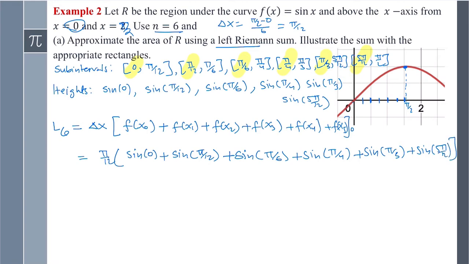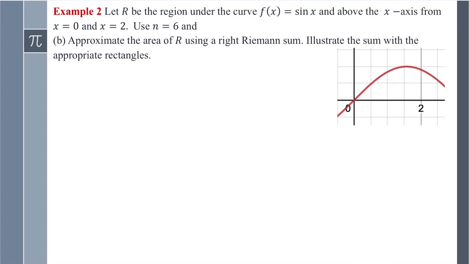So we don't put anything into the calculator right here, okay? We're going to put everything together into the calculator at the end. And then when we put all of this into the calculator, we get 0.863, okay? So this is the approximated area. So in the next one, we're going to use the right endpoint.